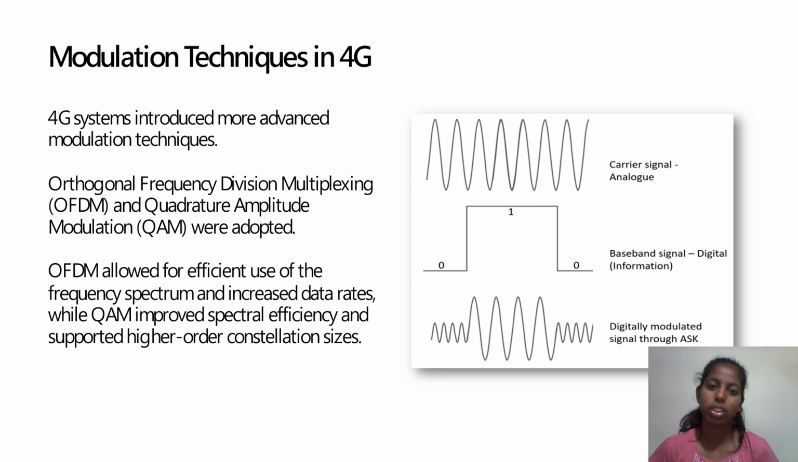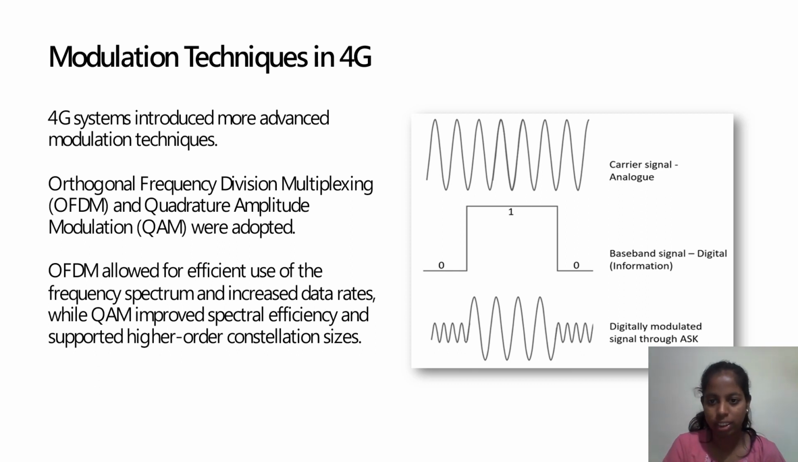Now let's move on to the next generation of wireless communication, that is 4G. 4G systems introduced more advanced modulation techniques; this is the generation we are currently using. Orthogonal frequency division multiplexing (OFDM) and quadrature amplitude modulation were adopted. OFDM allowed for efficient use of the frequency spectrum and increased data rates, while QAM improved spectral efficiency and supported higher order constellation sizes.